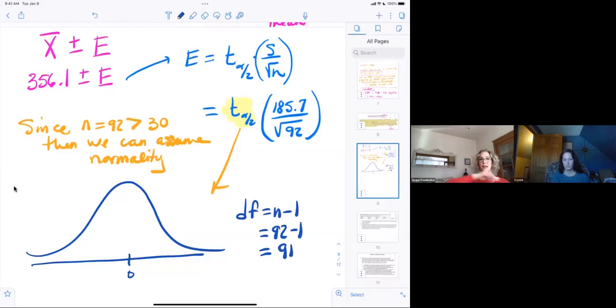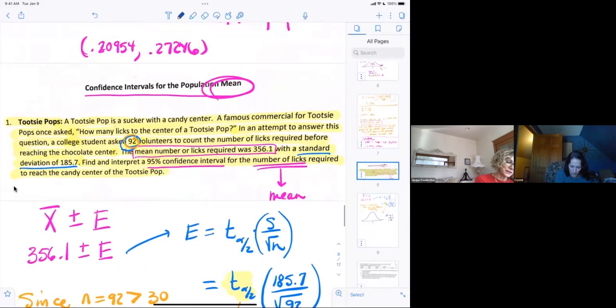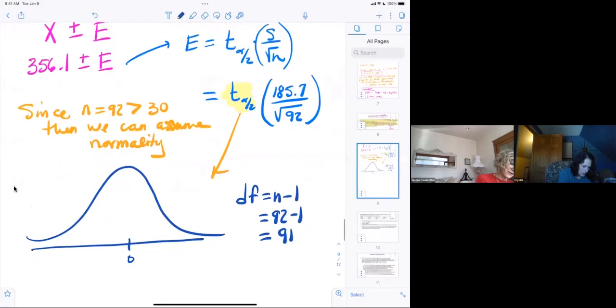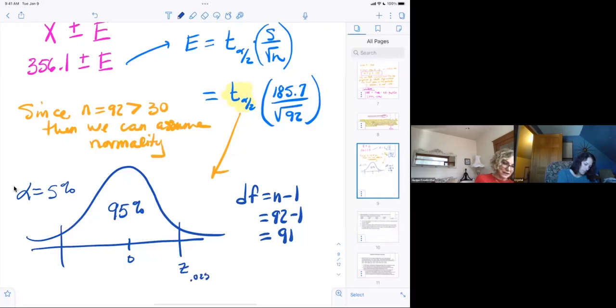It can have a higher peak, it can have more of a flat peak. It still has the bell-shaped curve, but the curve changes with the degrees of freedom, which changes with the sample size. So I need to look at a 95% confidence interval, which means alpha is 5%. So I'm looking at Z sub 0.025 because I'm looking at the critical value that separates that top 2.5%.